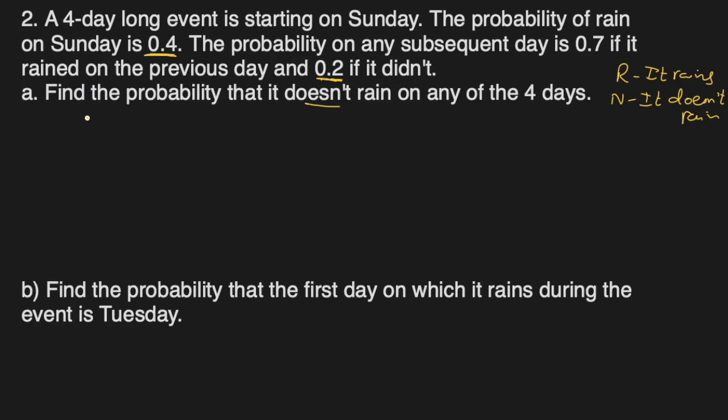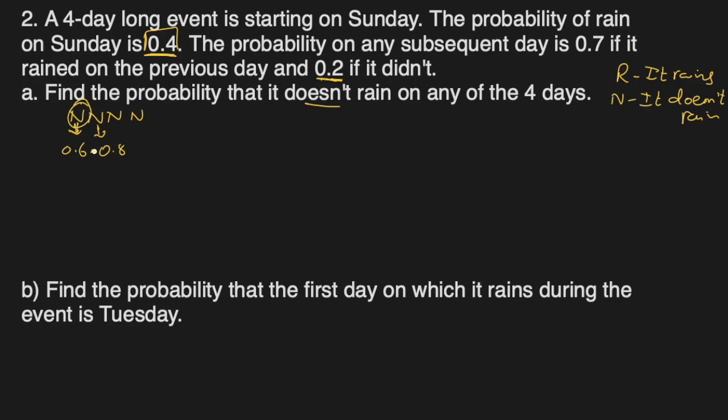So on all 4 days it is not raining, that means it is N, N, N and N. So what is the probability of not raining on the first day, which is Sunday? It is 0.6. Why? Because the probability of rain is 0.4, so 1 minus 0.4 is 0.6 of not raining on the first day. Now, raining on the second day, if it did not rain on the previous day, is 0.2. That means not raining is 0.8.